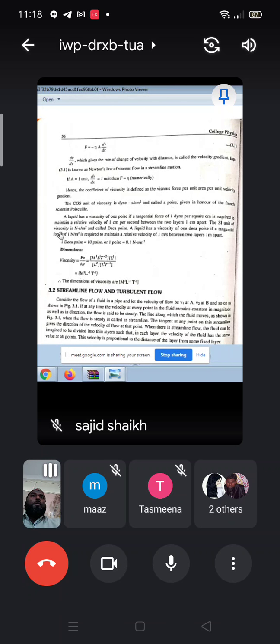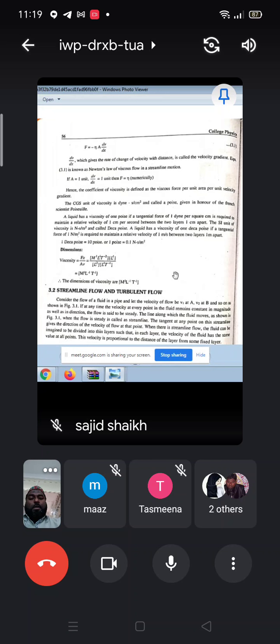The SI unit of viscosity is Newton second per meter square and is called the decapoise. A liquid has a viscosity of 1 decapoise if a tangential force of 1 Newton per meter square is required to maintain a relative velocity of 1 meter per second between two layers 1 meter apart. 1 decapoise is equal to 10 poise, or say 1 poise is equal to 0.1 Newton second per meter square. The dimension of viscosity is M to the power 1, L to the power minus 1, T to the power minus 1.